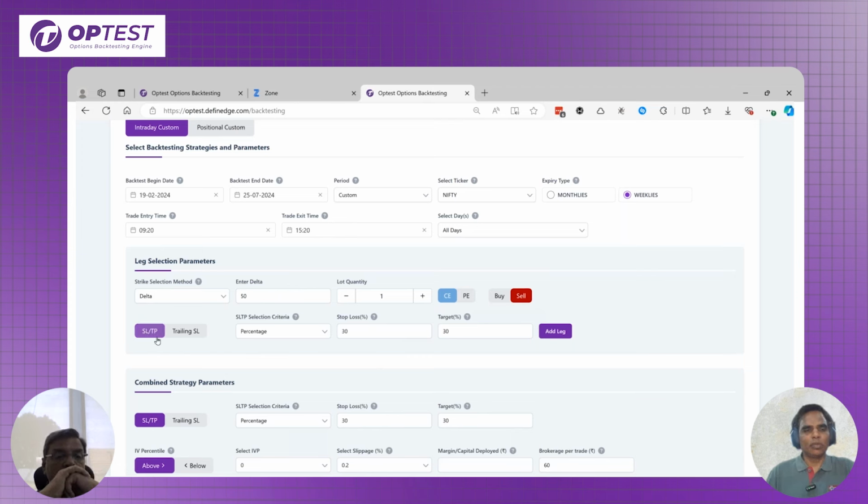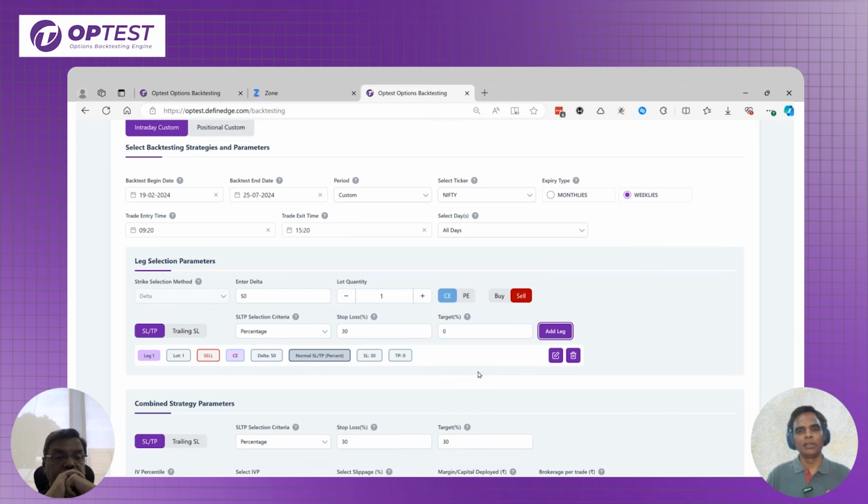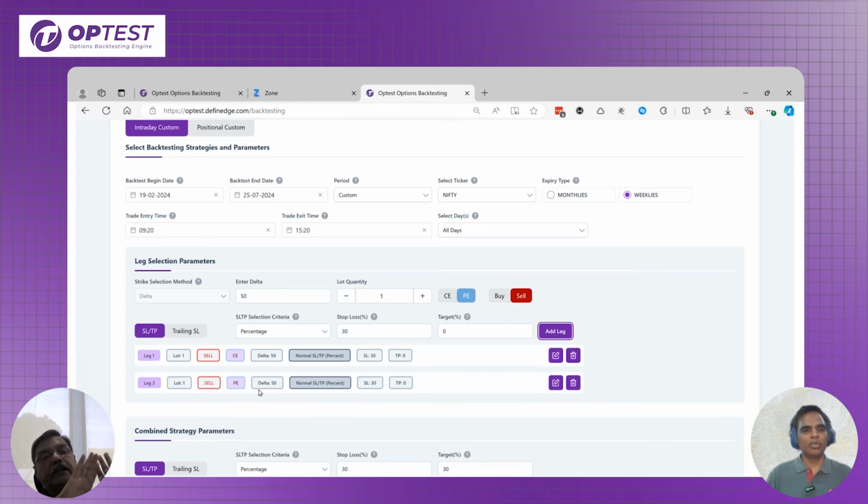We have a stop loss or target price for that particular leg. So we choose 30, target maybe 0. We add a leg. Okay, this is one leg. And now we select put option, again same criteria, and we add another leg. Both legs are treated separately in terms of trading. If this is a normal stop loss, we can also have a trailing stop loss. So both in terms of stop loss and target price, we can have individual ones.